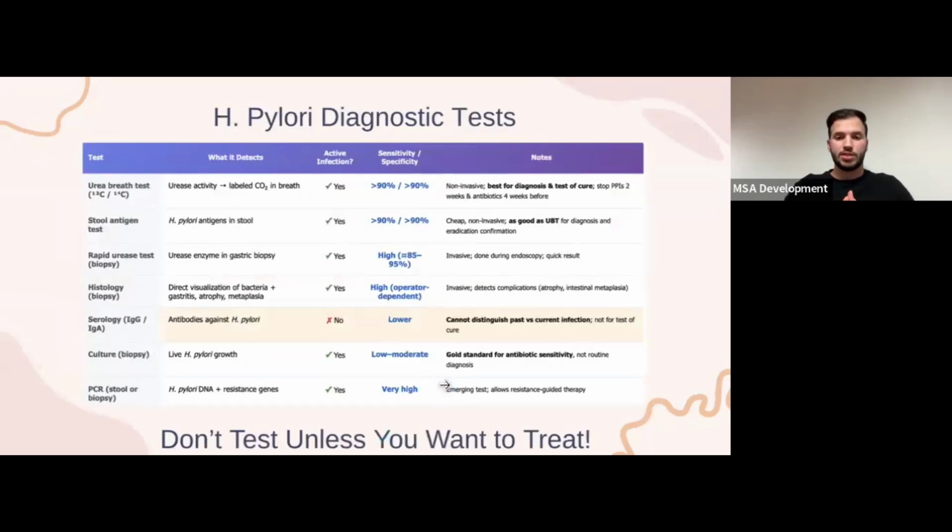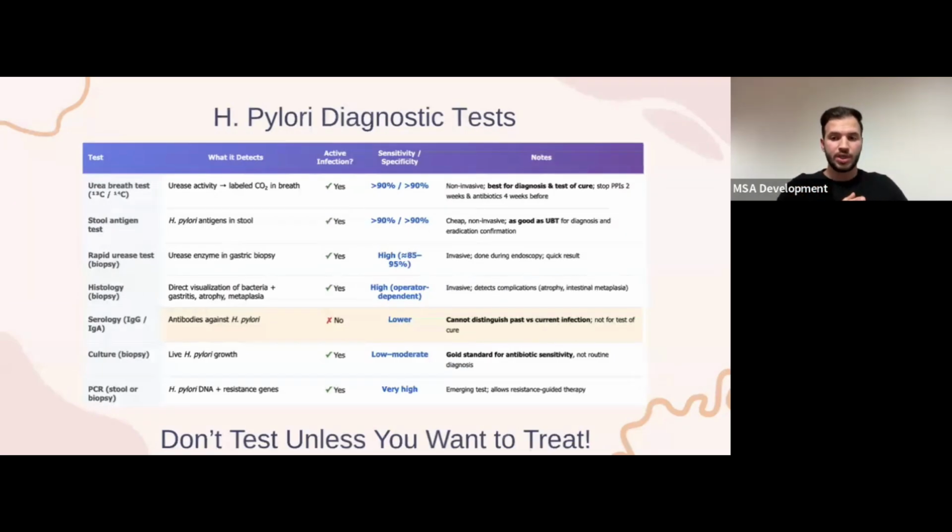H. pylori diagnostic tests. We have multiple tests. The gold standard and the best for diagnosis is the urea breath test. It tells us if there's an active infection right now. So how do we usually do the urea breath test? We give the patient urea to drink, and we label the carbon in it, either C13 or C14.